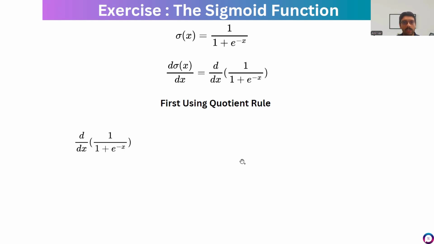Okay. So let's apply it here. D by dx of 1 by 1 plus e to the power of minus x. So first of all, the simplest part is keep the denominator and square it.